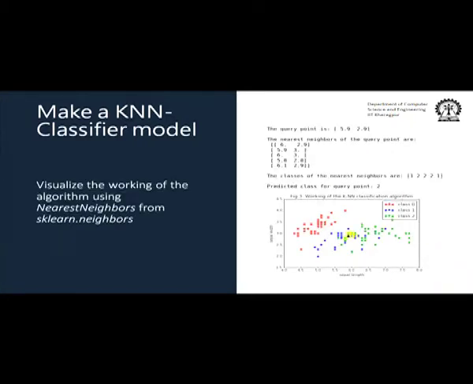The nearest neighbors module of the scikit-learn neighbors library helps us to visualize how the algorithm actually works out. Here you can see the query point is the dark blue triangle, and the neighbors have been highlighted in yellow, and we can see that class 2 is the most predominant among the classes of the neighbors, and hence it predicts class 2 as the class of the query point. This is how the nearest neighbor algorithm works.